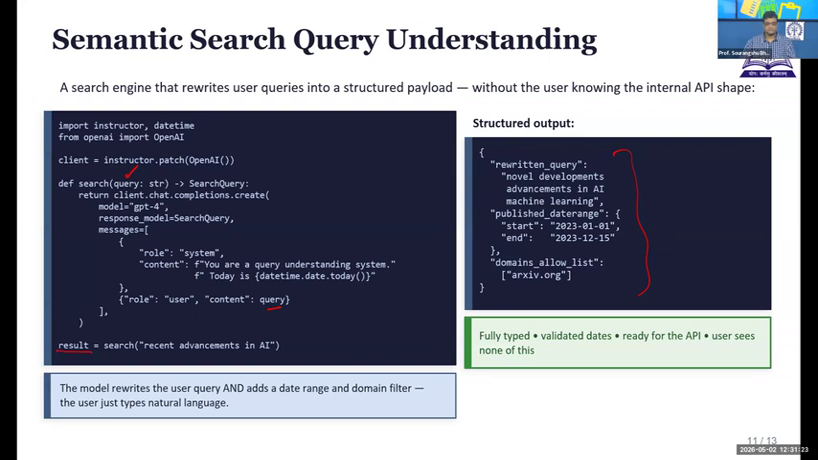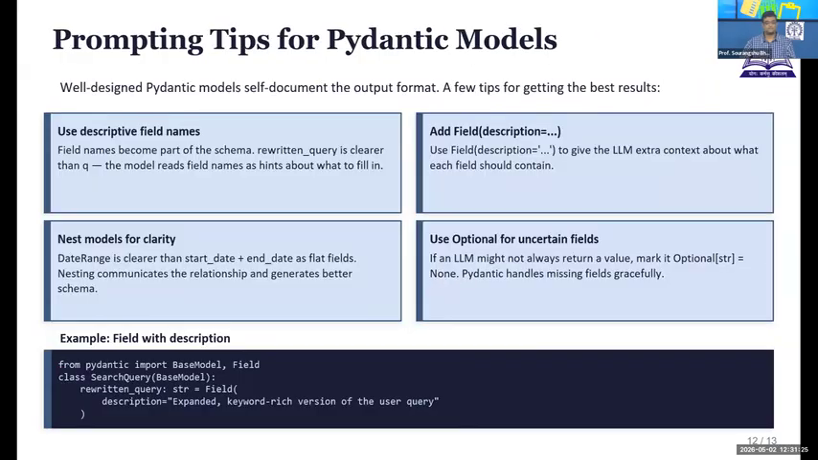Yeah, so some tips for using Pydantic models. I think these are some generic tips which are correct. You should use very descriptive field names. You can add a field description, something like this: a rewritten query str is equal to Field, and then you can have a description for the LLM to have extra context. You can of course nest models for clarity.